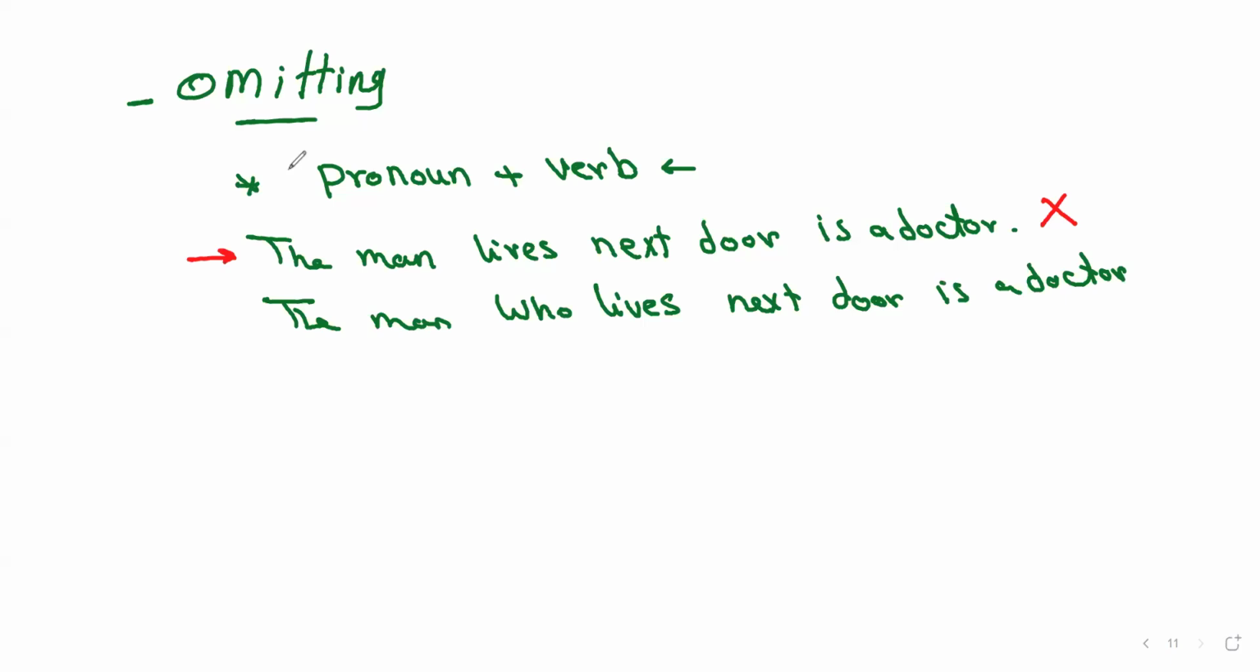But maybe you think that the sentence is okay. The man lives next door is a doctor. It's in a good tone, but actually it's grammatically incorrect. The man lives next door, that's wrong. The man who lives next door is a doctor. Okay? Then keep the relative pronoun when it is the subject of the relative clause. The pronoun is followed immediately by the verb. See another one. This one's right.